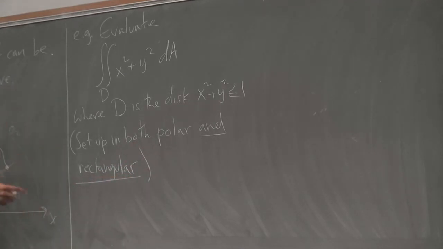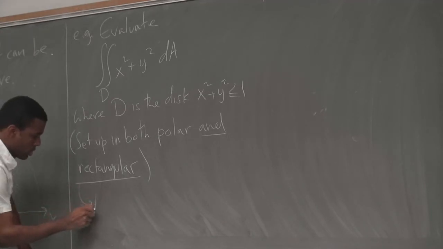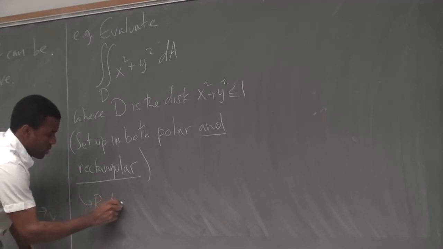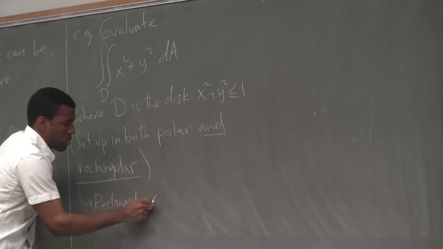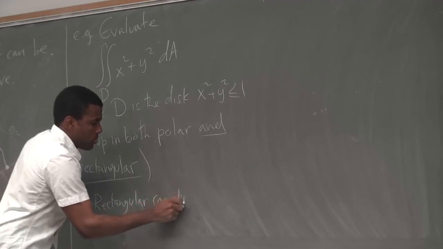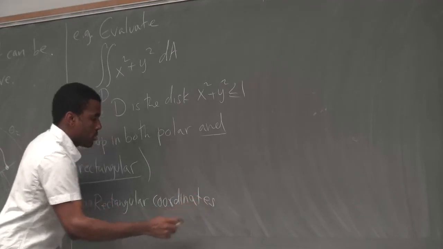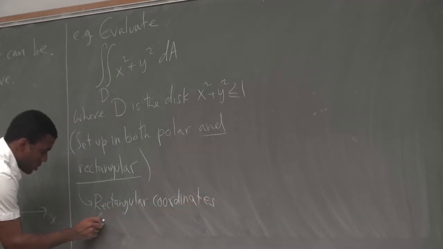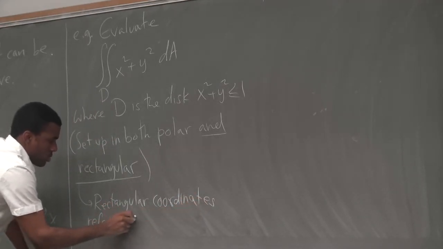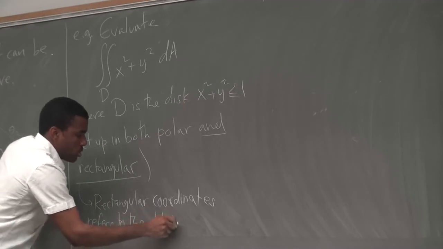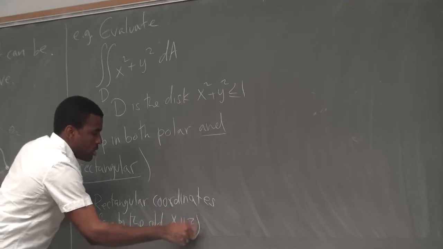Rectangular is what we've been doing. In 12.1 and 12.2, how we set up the integrals is called rectangular coordinates. You just make a note of that. Rectangular coordinates refers to x, y, z.